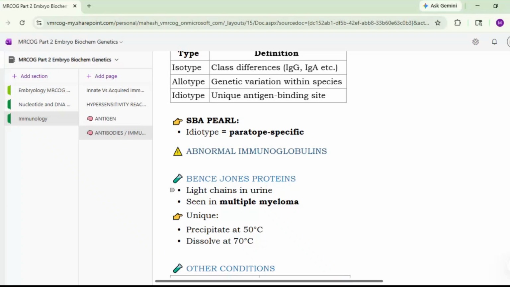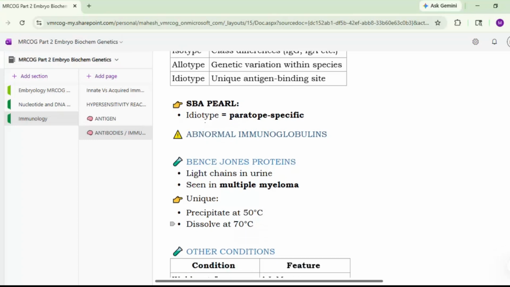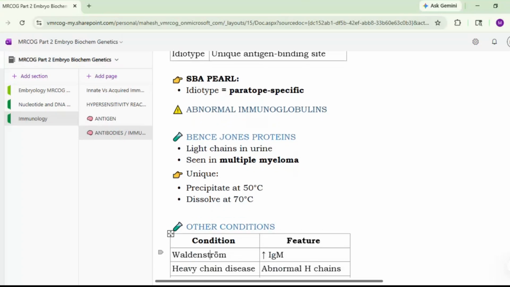Here, there will be light chains present in the urine. It is seen in multiple myeloma, and the unique feature is that it precipitates at 50 degrees and dissolves at 70 degrees. Okay, so there is precipitation at 50 degrees and it dissolves at 70 degrees. These are the light chains present in the urine, seen in multiple myeloma.